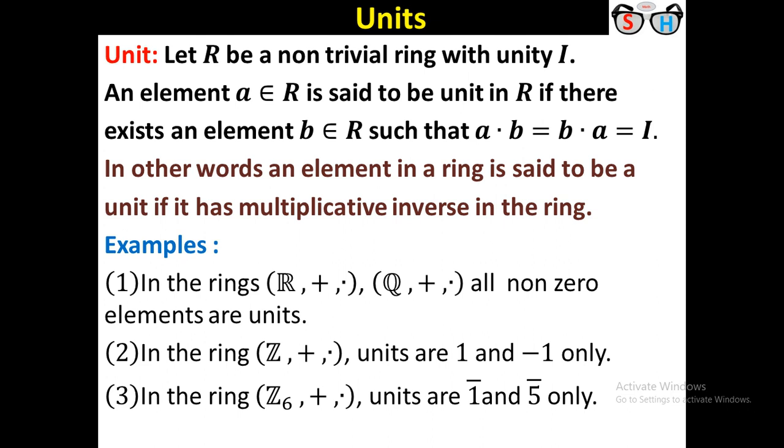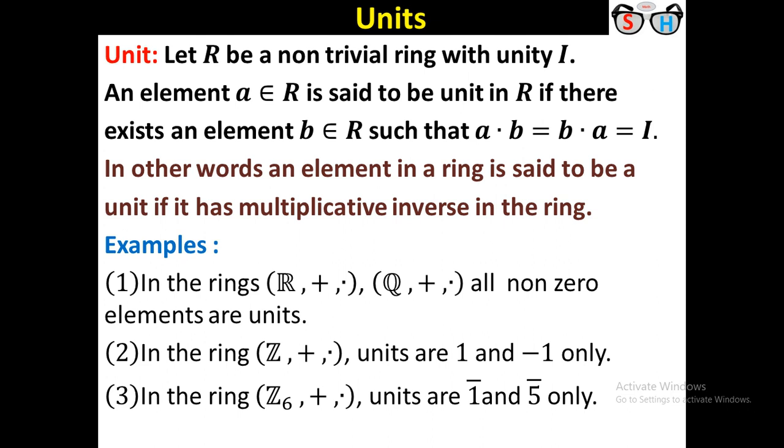2 bar dot 4 bar equal to 8 bar, that means 2 bar. This is not equal to 1 bar. 2 bar dot 5 bar, that is 10 bar, this is equal to 4 bar. This is not equal to 1. So you cannot find any element whose multiplication with 2 bar is unity. So 2 bar has no multiplicative inverse. So 2 bar is not a unit in Z6 plus dot.